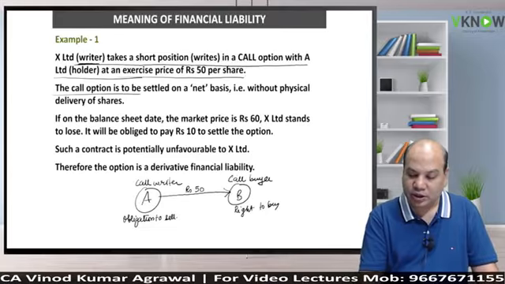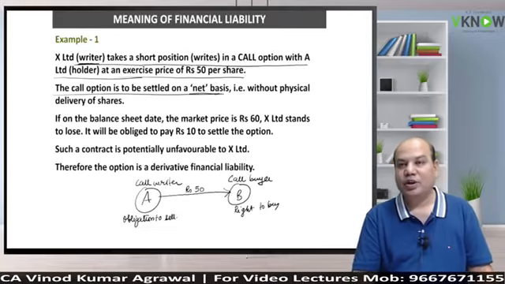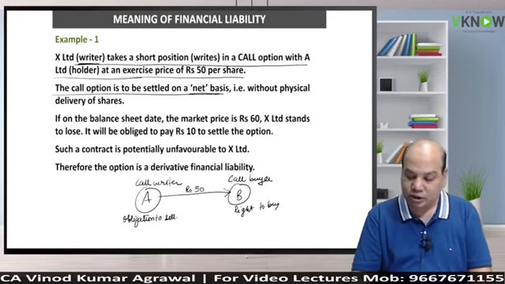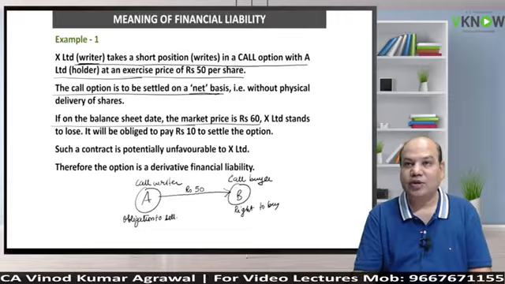The contract can be settled on a net basis. Net basis means without physical delivery of the share. Now on the balance sheet date, the market price is 60 rupees.